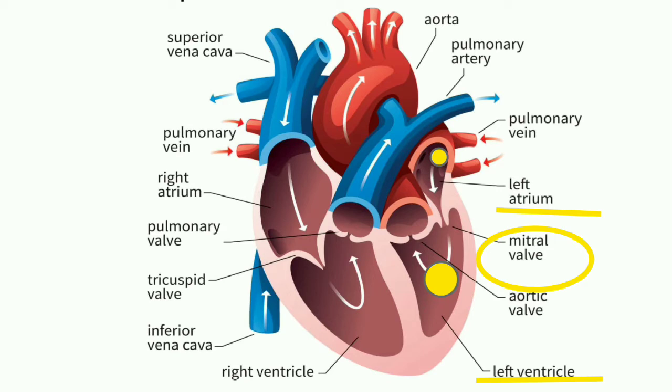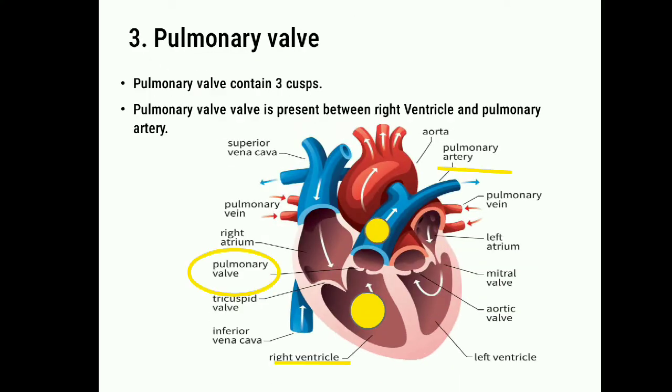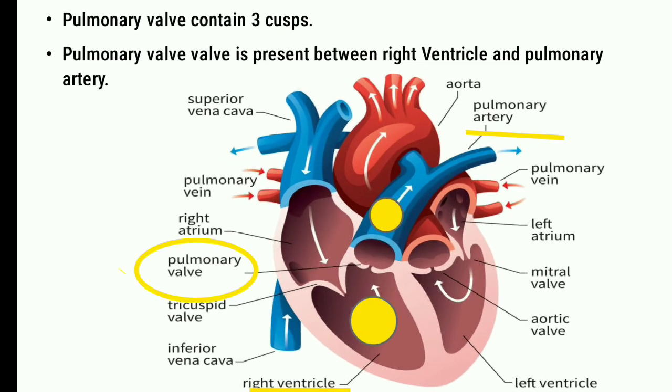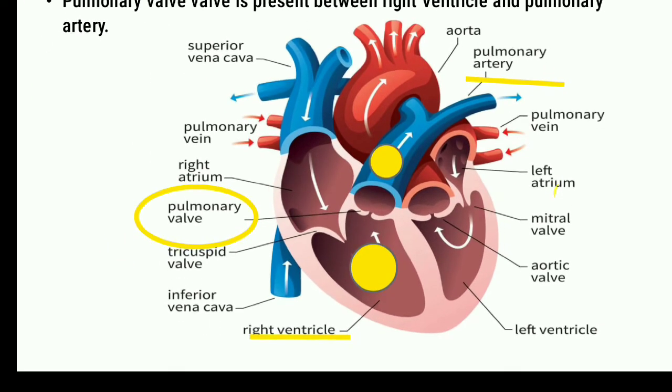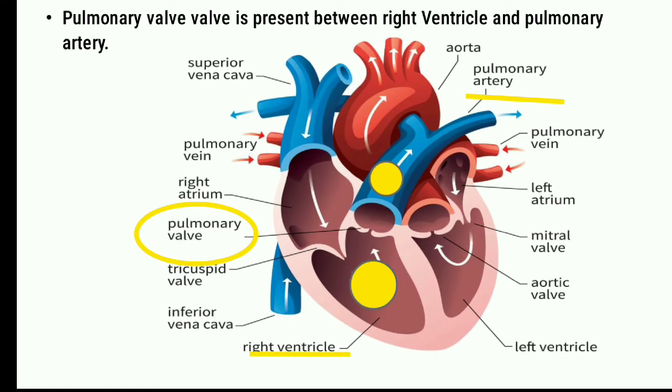Now, semilunar valves. Pulmonary valve is one semilunar valve. Pulmonary valve contains 3 cusps. It is present in between right ventricle and pulmonary artery. Please find the label in the diagram and locate its position.